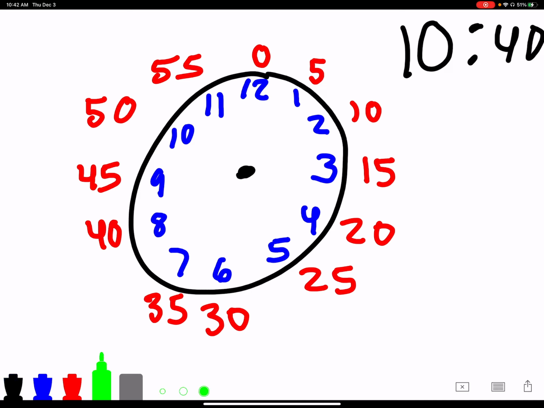So the small hand is going to point to the 10. And then the big hand is going to point to the 40. Which one is 40? If we count 0, 5, 10, 15, 20, 25, 30, 35, 40, we are going to be pointing the big hand, the minutes, to the 8. So it is 10:40. My clock is really bad.